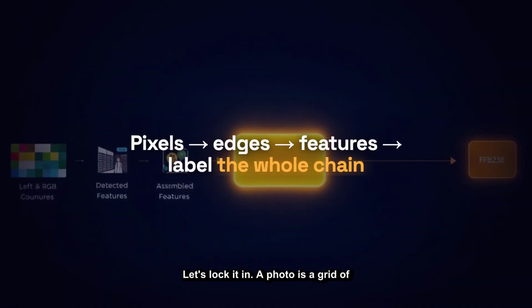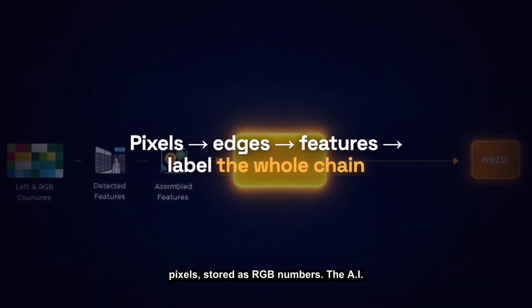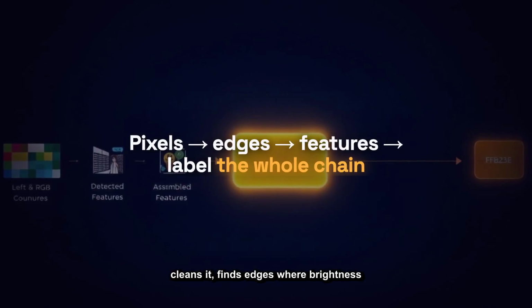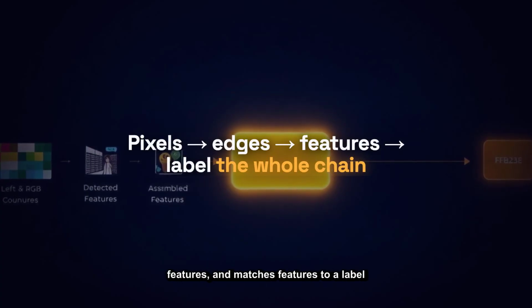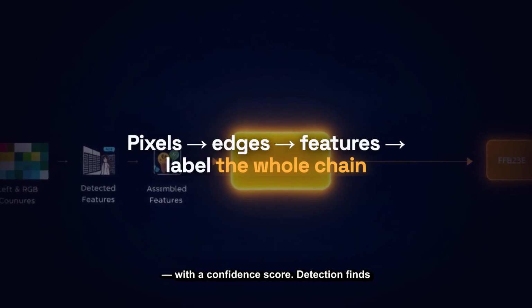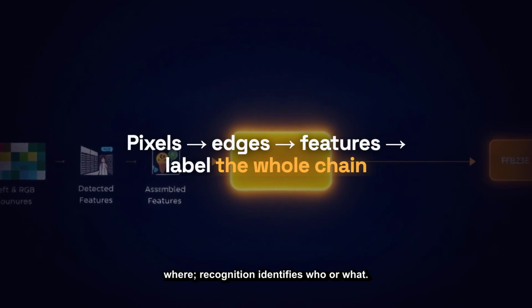Let's lock it in. A photo is a grid of pixels stored as RGB numbers. The AI cleans it, finds edges where brightness jumps, builds edges into shapes and features, and matches features to a label with a confidence score. Detection finds where, recognition identifies who or what.